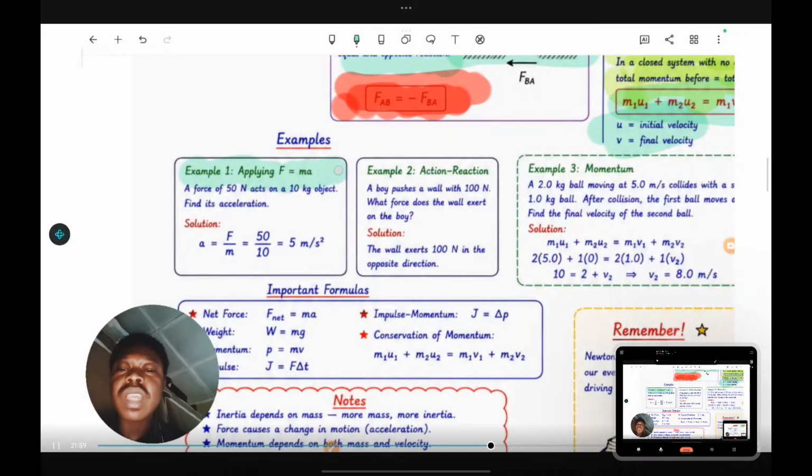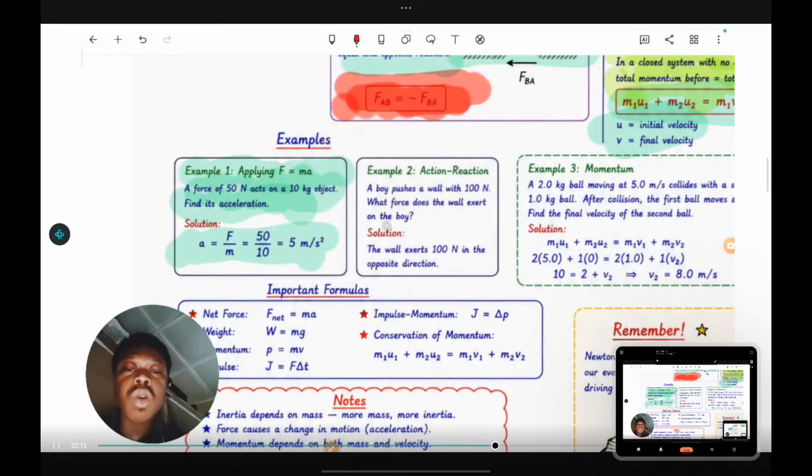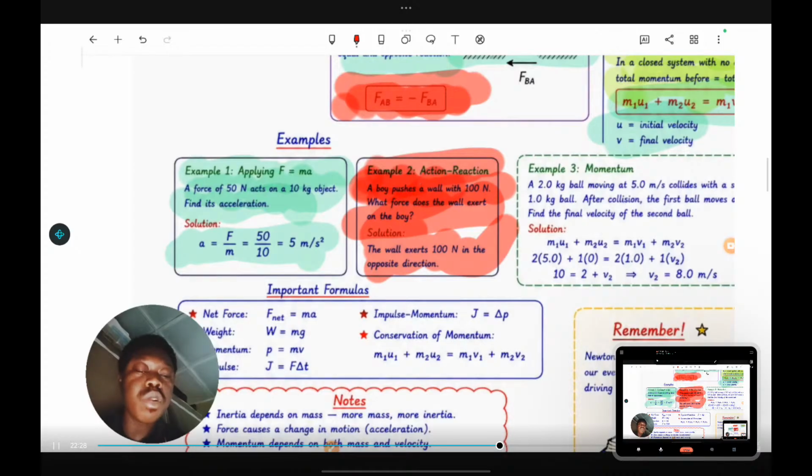Example 1. Applying F equals ma, a force of 50 Newton acts on a 10 kg object. Find its acceleration. It's as simple as this. You make acceleration the subject of the formula. Then we'll move to the next one. A boy pushes a wall with 100 Newton. What force does the wall exert on the boy? The wall exerts 100 Newton in the opposite direction based on Newton's third law of motion.